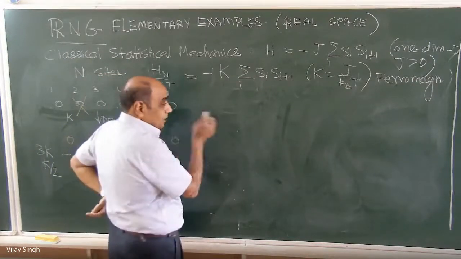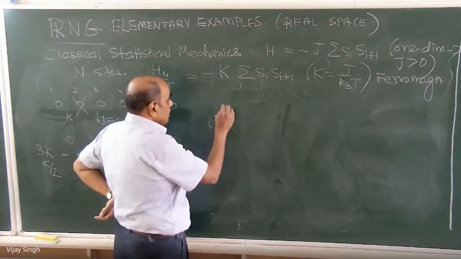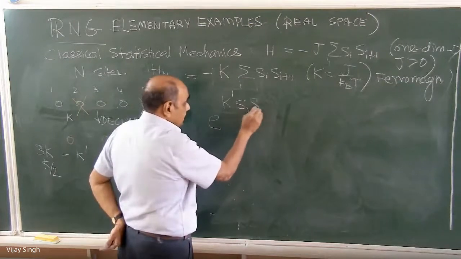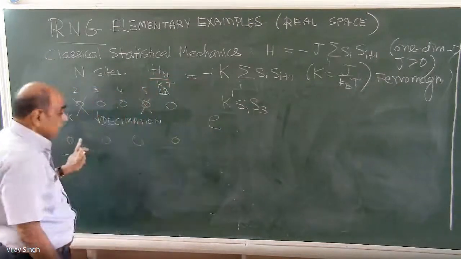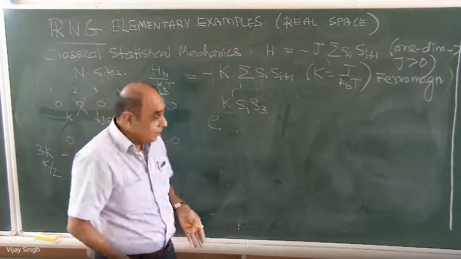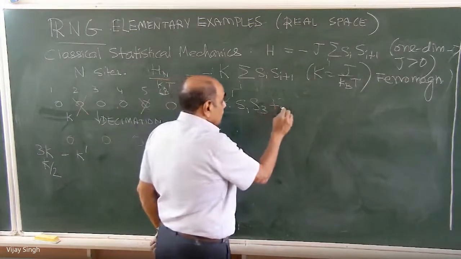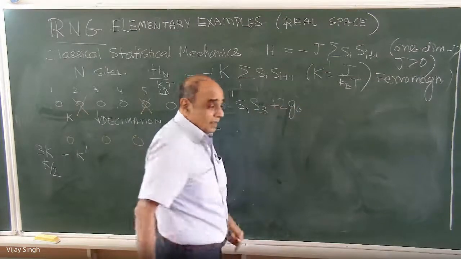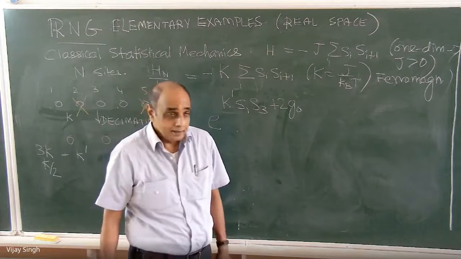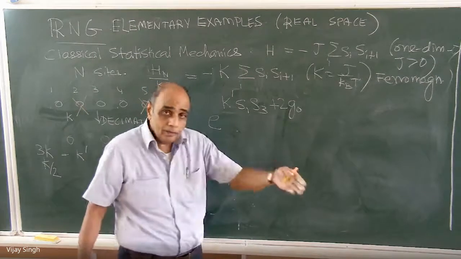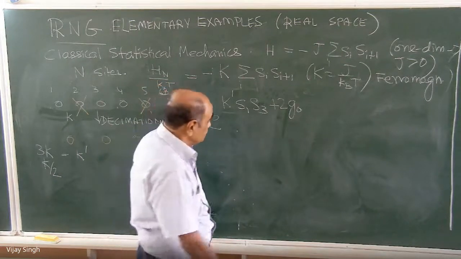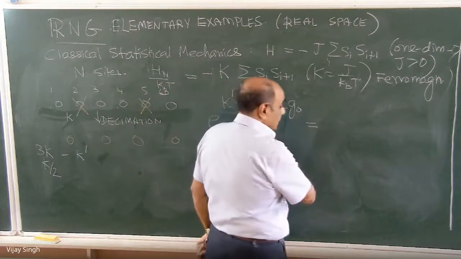You say that for the new Hamiltonian, the partition function is going to be e raised to K prime, correct? S1, S3, right? Because S2 is summed over there. Plus, I'm not saying I will, I might pick up another term and I'll call it 2G0. I might pick up an extra term. You have to allow for that. In fact, G0 can turn out to be 0, for all I know, but I must allow for that possibility.